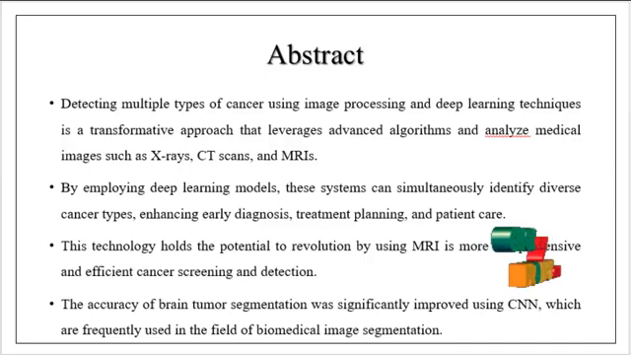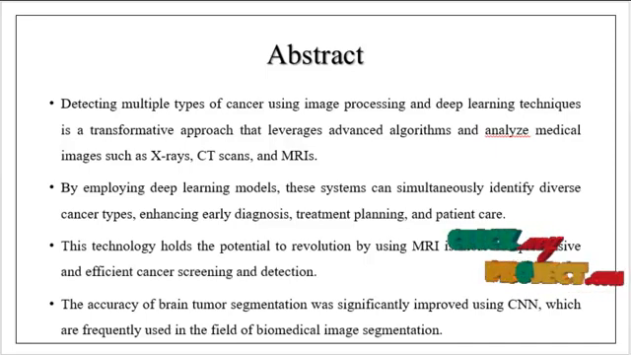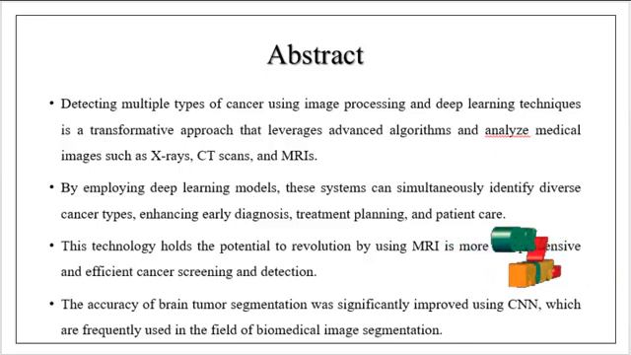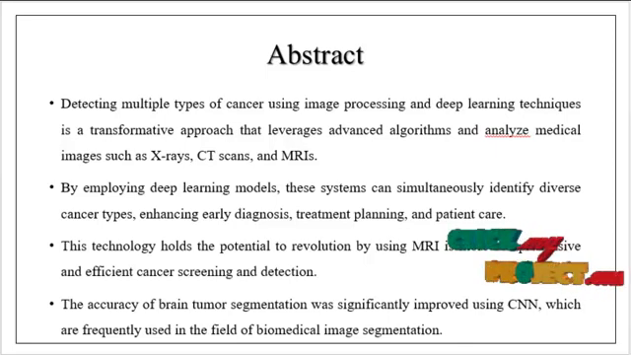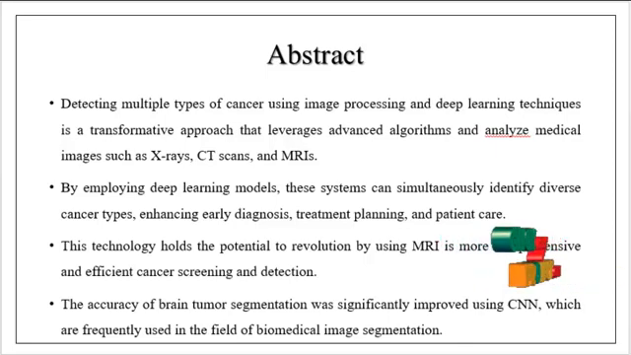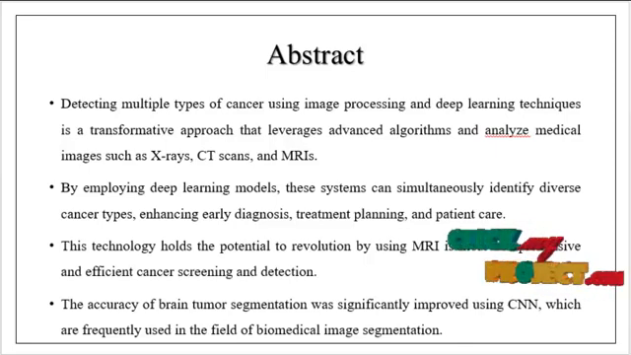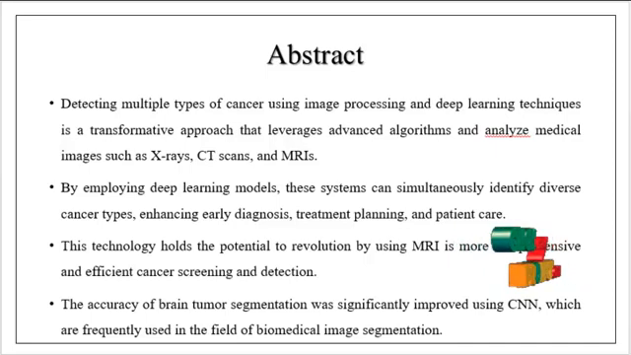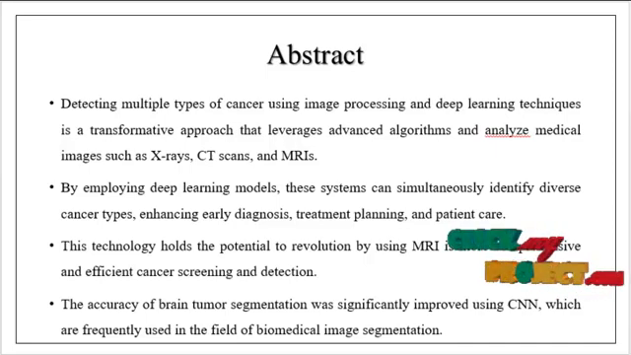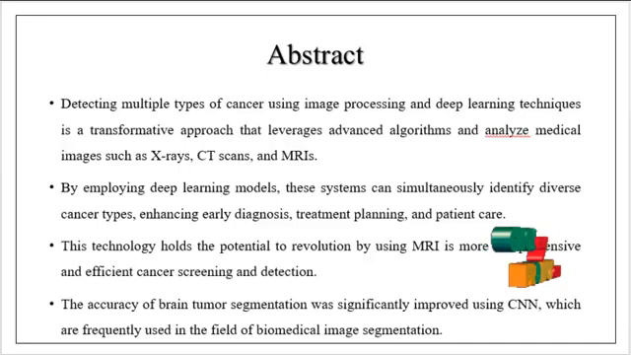This technology holds the potential to revolutionize cancer screening and detection, making it more comprehensive and efficient. This method is very helpful to detect cancers as well as any kind of tumors early. The accuracy of brain tumor segmentation was significantly improved by using convolutional neural networks, which are frequently used in the field of biomedical segmentation. So in this image segmentation we are using CT and MRI images, which have high accuracy during the classification. So we are applying machine learning classification to detect whether the input is cancerous or not.